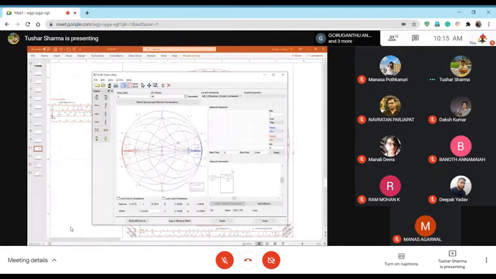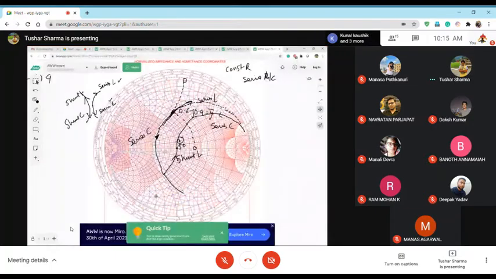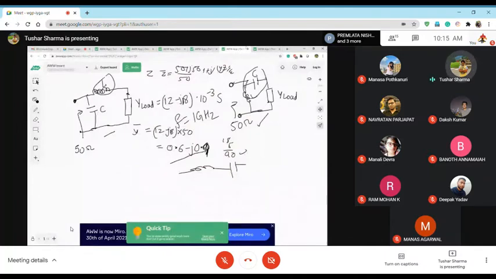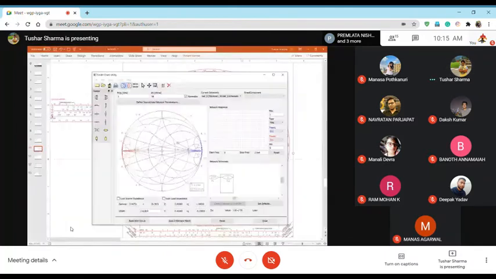So what was my admittance again? How much did we calculate? 0.6 minus 0.9. Okay, 0.6 minus 0.9. This is my impedance. So let's see the first case. What was our first case? Series C and shunt L. So I took series C.